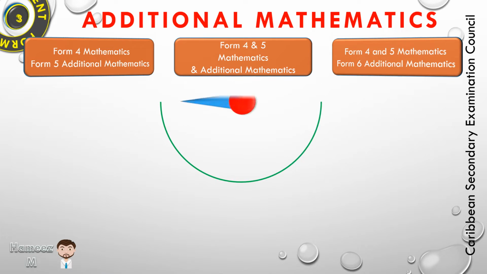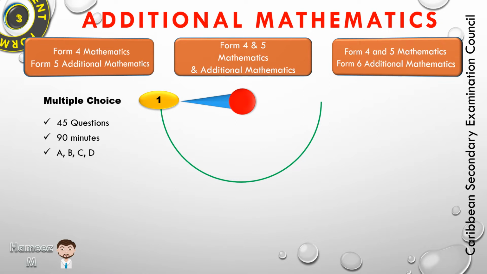Let's now look at the exam structure. If we look at Paper 1, which is multiple choice, it is 45 questions, which is 90 minutes long, and the options are A, B, C, and D. And yes, you can use a non-programmable scientific calculator here in Paper 1, unlike in CSEC Mathematics paper. And this multiple choice is worth 30% of the overall grade.